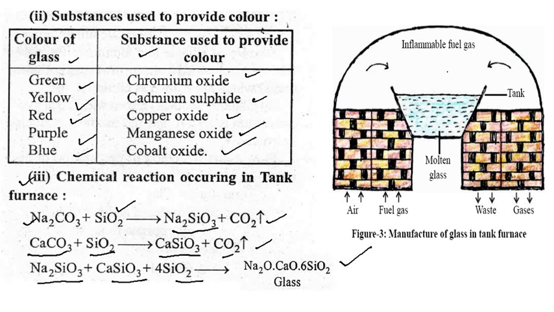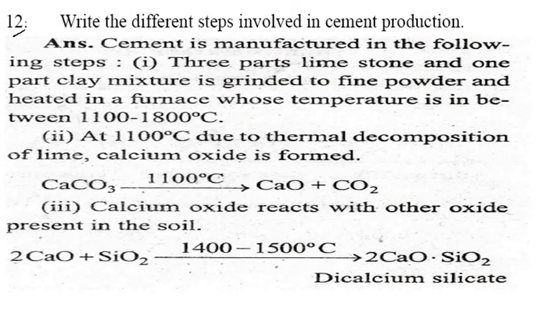So this is the glass manufacture, and this is the apparatus used in this manufacture. It is the molten glass here. On completing the reaction, we can shape it into different types of shapes in the blocks. Now come to the next question, number 12.